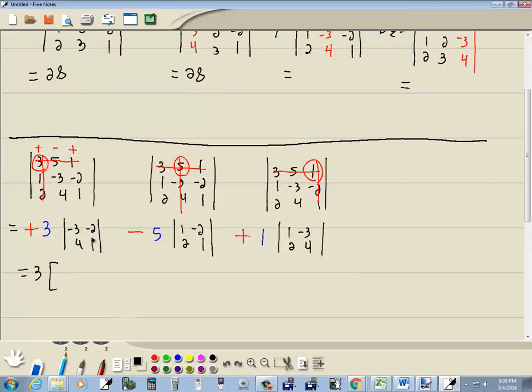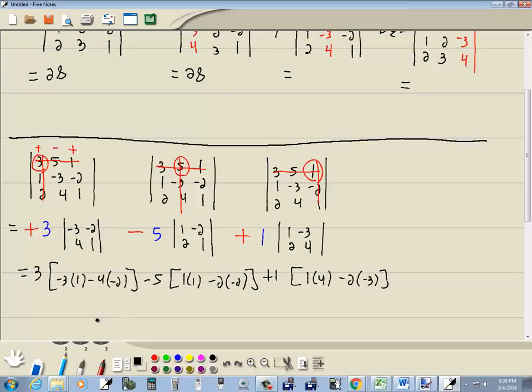So then, we'll cross multiply negative 3 times 1, minus 4 times negative 2, minus 5, cross multiply, 1 times 1, minus 2 times negative 2, plus 1, cross multiply, 1 times 4, minus 2 times negative 3. Okay, negative 3 times 1 is negative 3, negative 4 times negative 2 is 8, 1 times 1 is 1. Negative 2 times negative 2 is a positive 4. 1 times 4 is 4. Negative 2 times negative 3 is a positive 6.